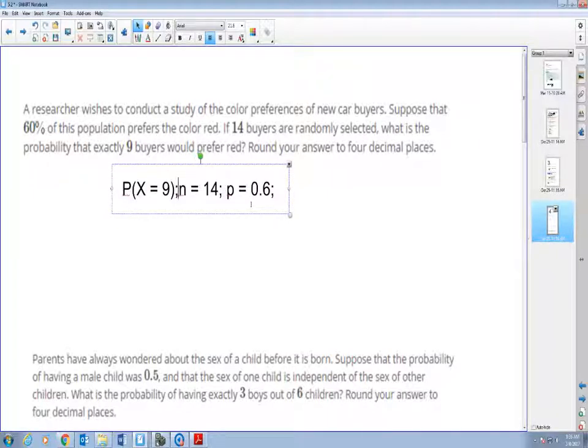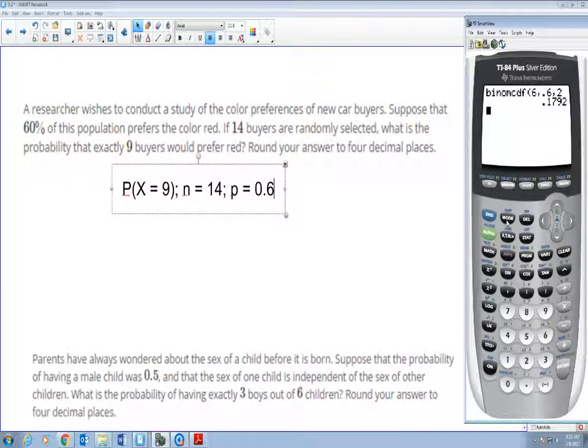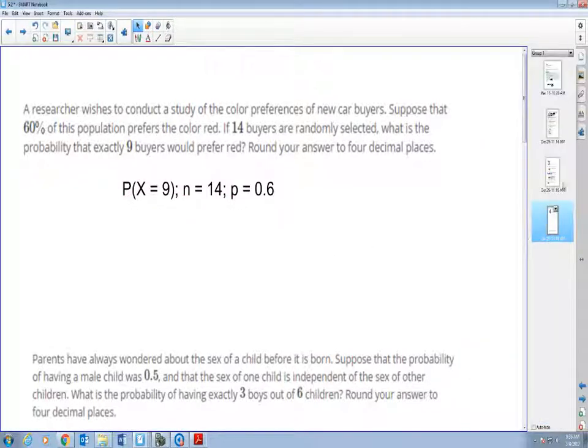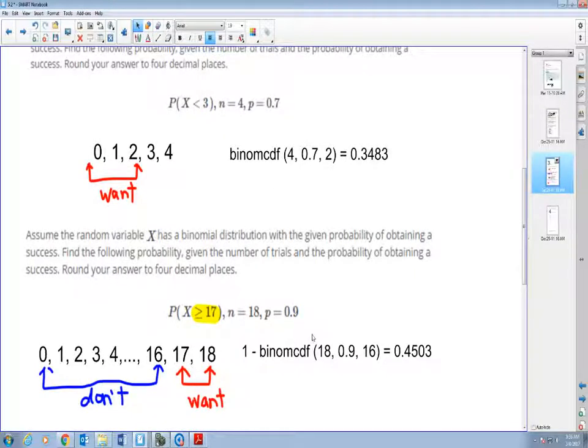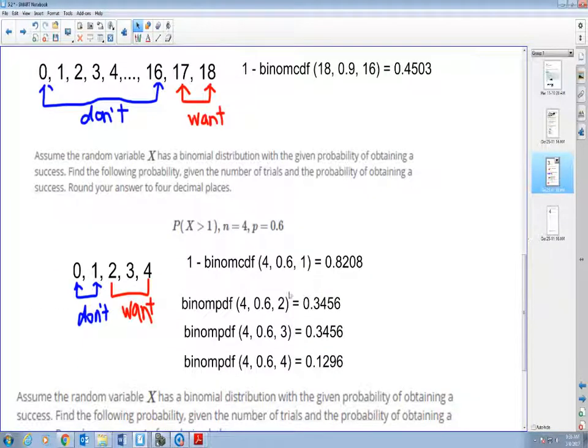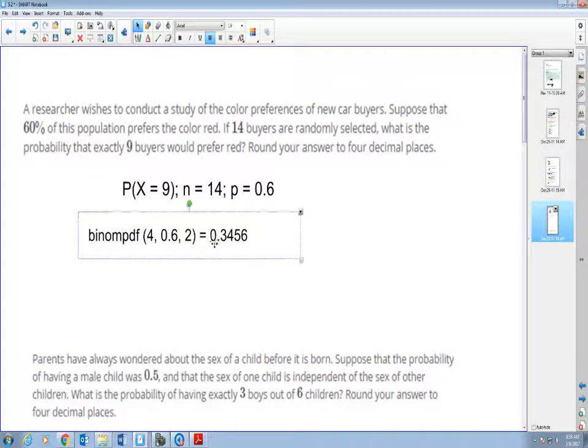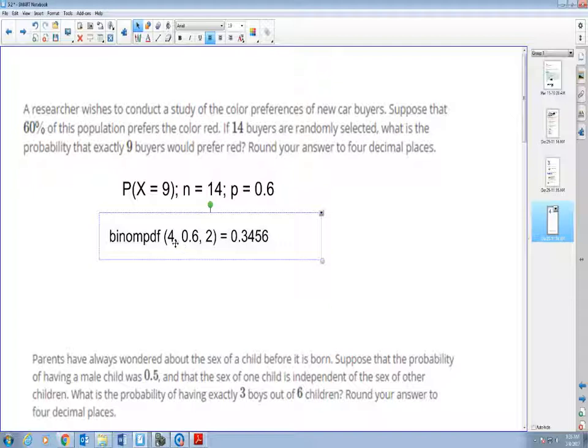Alright, this is an exact one. So this is a binomial PDF. Number of trials is 14. Probability of success 0.6. I want to find exactly 9.